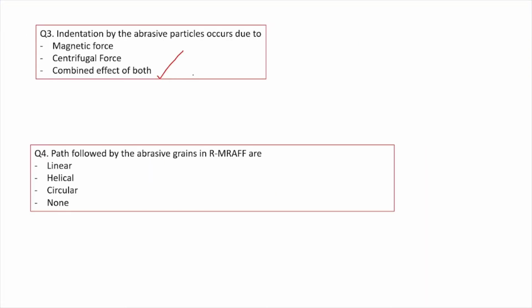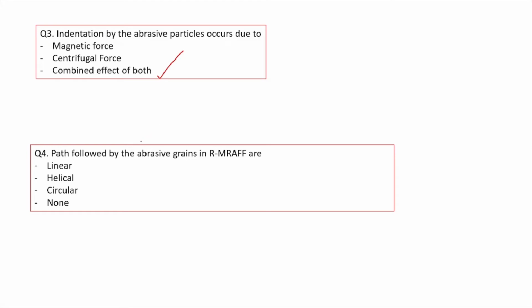But when we use the rotational magnetorheological abrasive flow finishing process, the abrasive particles will be traversing in a circular path. Actually it follows the circular path to traverse, but at the same time we notice that due to the reciprocation motion in the rotational magnetorheological abrasive flow finishing process, they follow a helical path. Actually, the abrasive particle starts following a helical path.